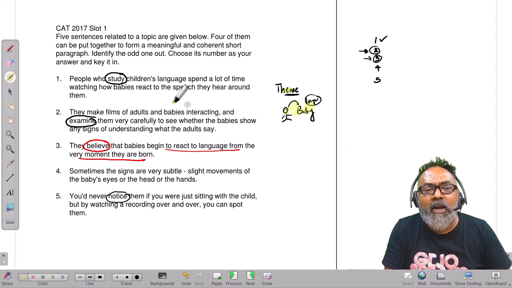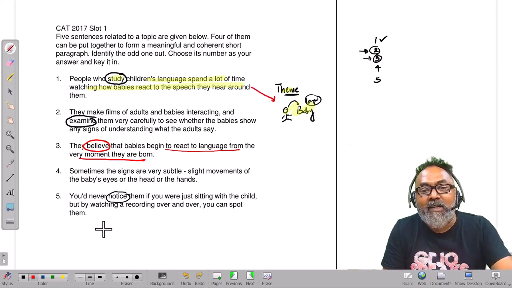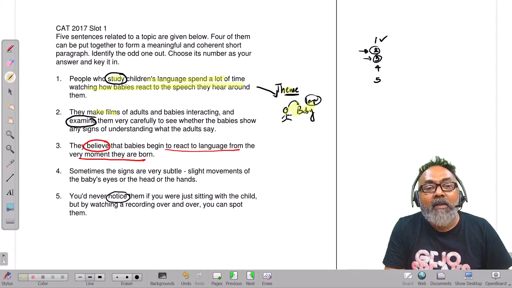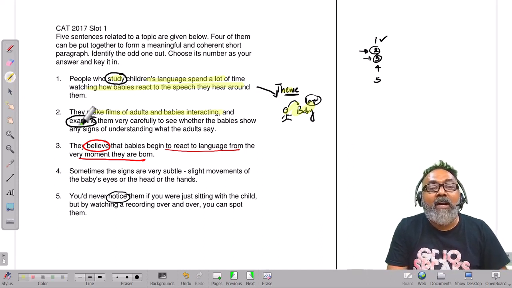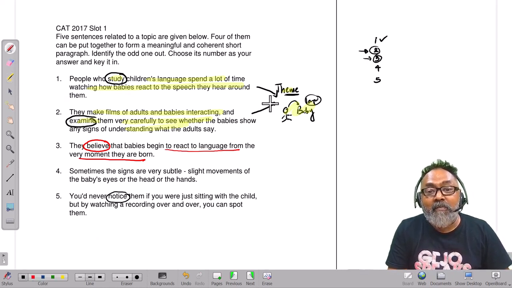It's about studies. People who study children's language spend a lot of time reacting to the baby. That is clearly aligned to the theme. They make films of adults and babies interacting and examine them very carefully. That's a part of their study. That's part of the theme.